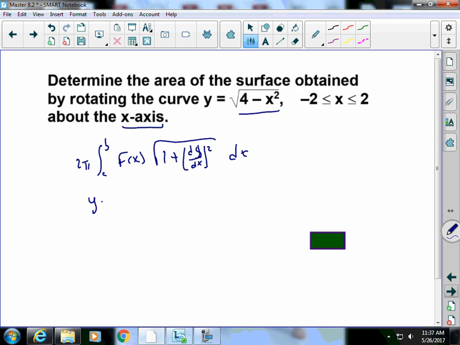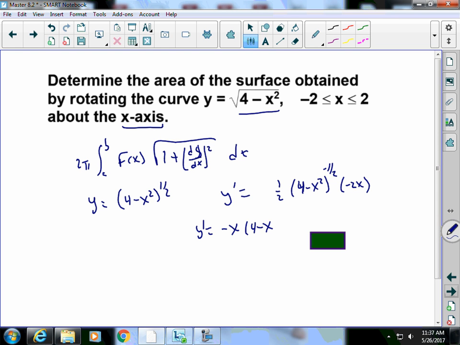So if y is equal to (4 minus x squared) to the 1 half, y prime is equal to 1 half, right? (4 minus x squared), take that down by 1, multiplied by the derivative of the inside, minus 2x. So y prime is equal to 1 half times minus 2x, which gives me minus x out front, over (4 minus x squared) to the 1 half. So y prime is equal to minus x over (4 minus x squared) to the 1 half.